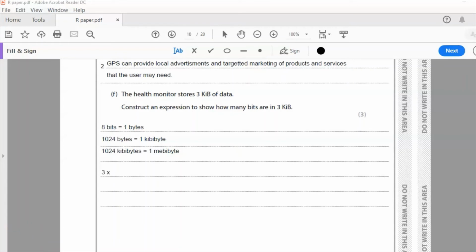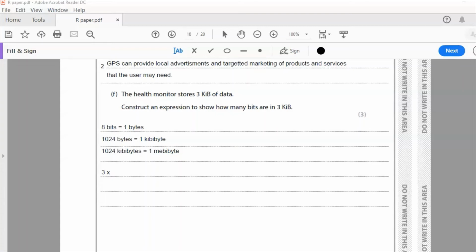So remember, we do not have to calculate this. We're just constructing an expression. You do not get a calculator in this exam, so you don't need to spend time doing a calculation in your head. So we're going to construct it like this, okay?